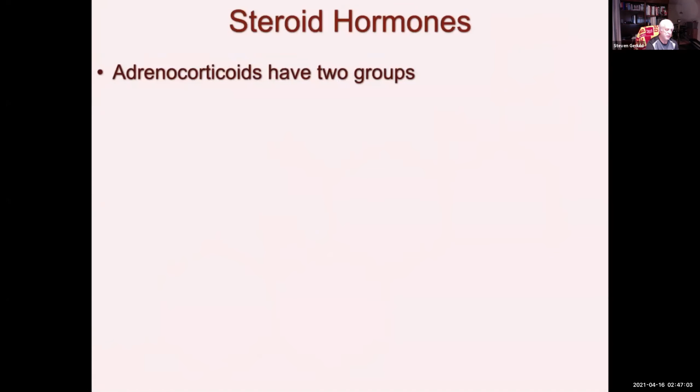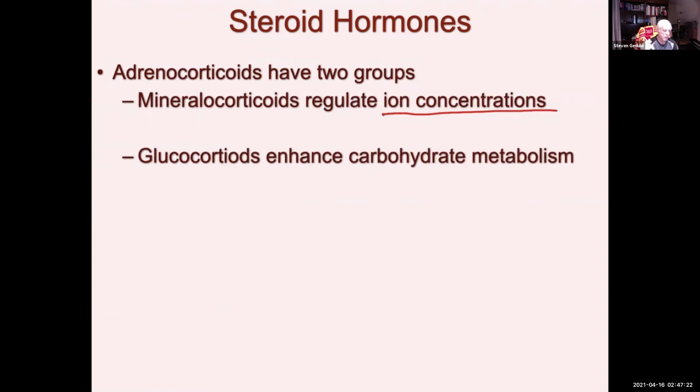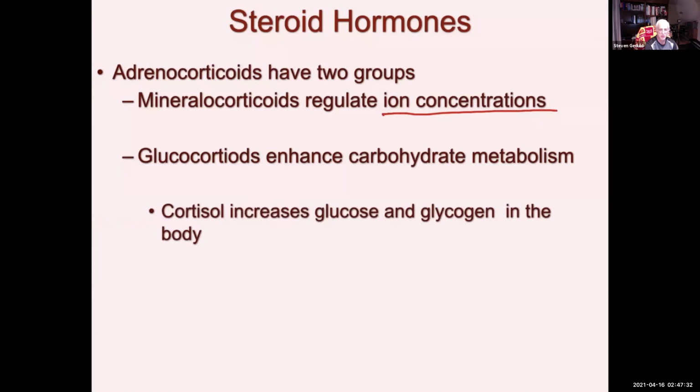Okay, and adrenal corticoids have 2 groups, these steroid hormones. Adrenal corticoids can be mineral corticoids, which regulate your ion concentration, your sodium and potassium. Okay, and glucocorticoids, which enhance carbohydrate metabolism, regulating glucose. Okay, those are 2 types of adrenal cortical groupings we have. Or steroid hormones. Cortisol increases glucose and glycogen in the body. So it increases the amount of glucose, and then the glycogen is a storage form of glucose.